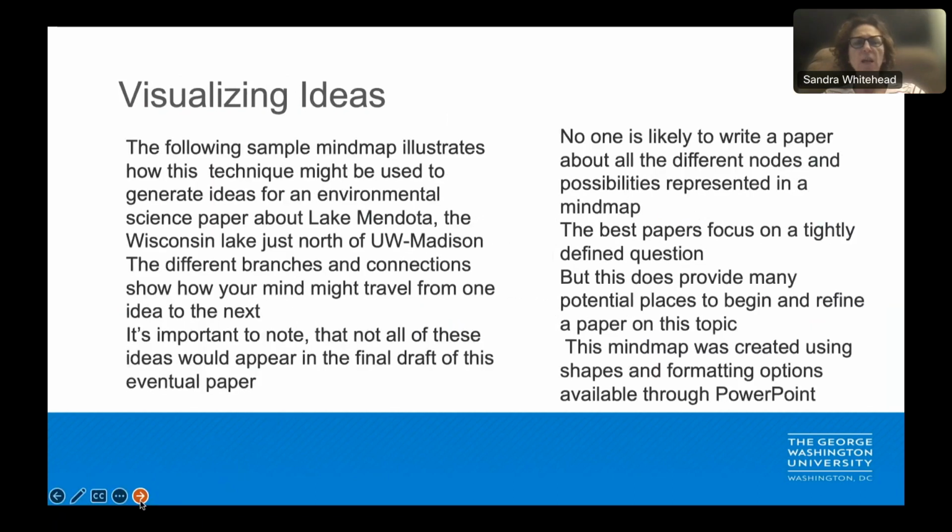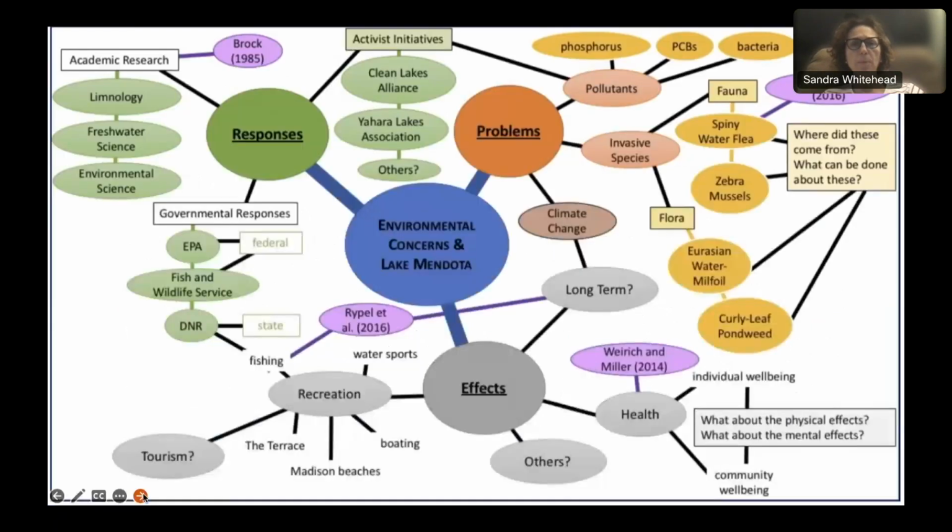So following the mind map sample could illustrate, for instance, the science paper. This is an example. Right, the different branches and connections could show how your mind might travel from one idea to the next. And note that ideas don't always appear in the final draft of your paper, and that's okay. But using these visualization techniques can help you really figure out where you want to go with the paper.